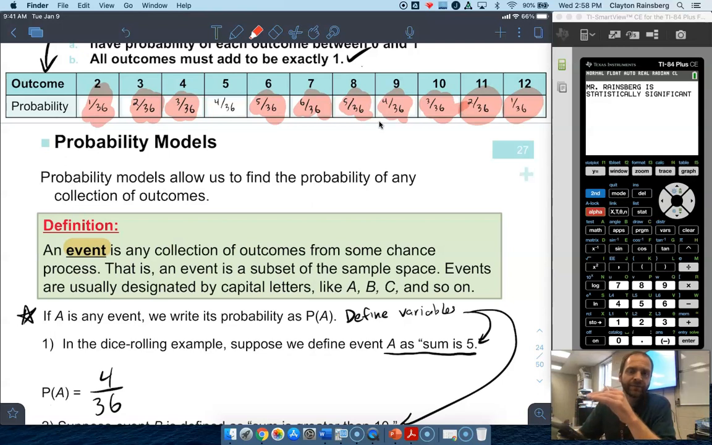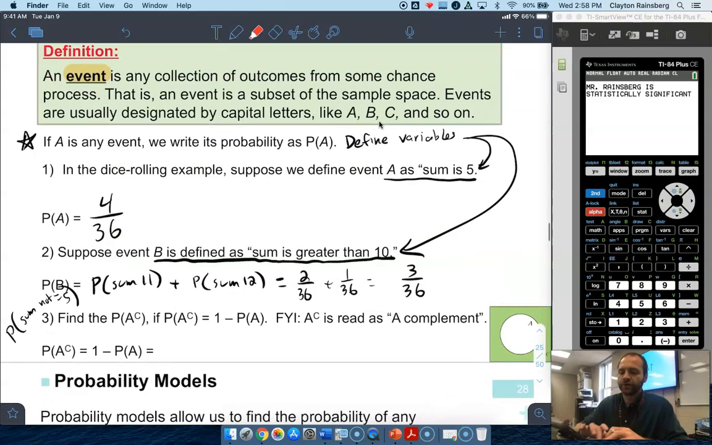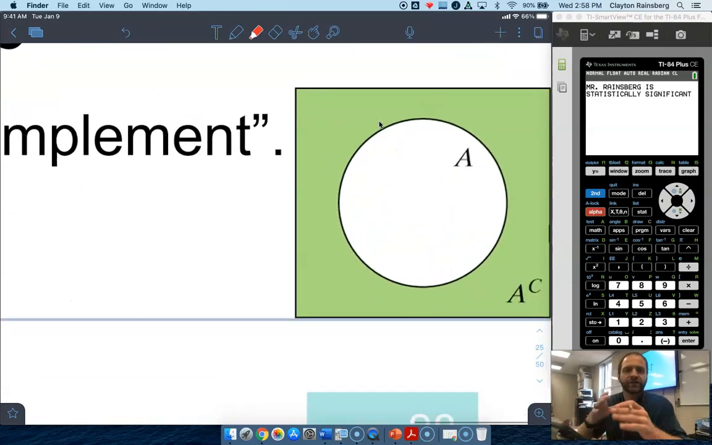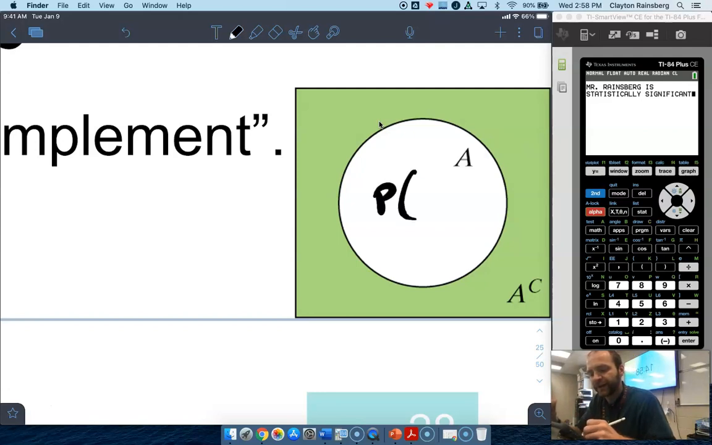If you have a legitimate probability model, it adds up to 1. And that's where this picture is kind of here to show you. That entire box is 1. It has an area of 1 inside of it. And so the event A occurring, and this would be the sum of 5. So we'll have here the probability of a sum of 5.